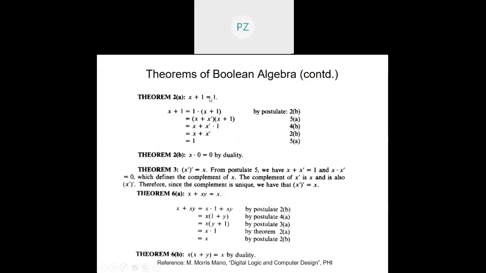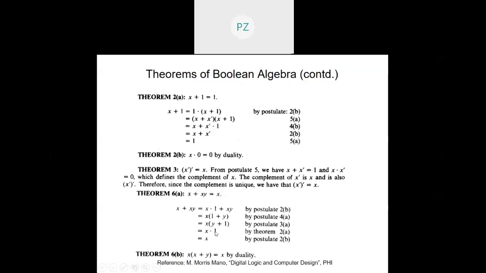We have shown it here, the dual part of it. Sorry, the dual part of 2a. No, but this one itself, 2a itself, not 2b, 2a itself. So y plus 1 will be 1.